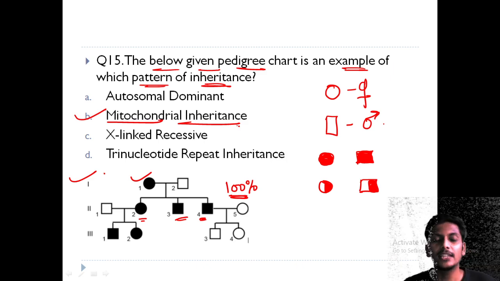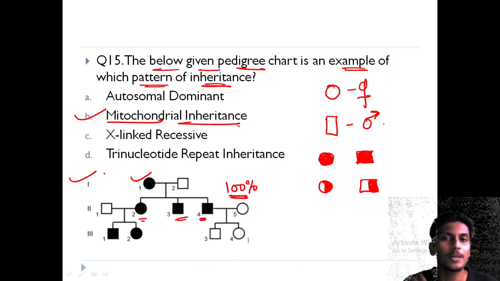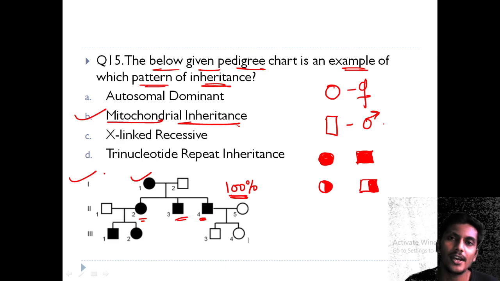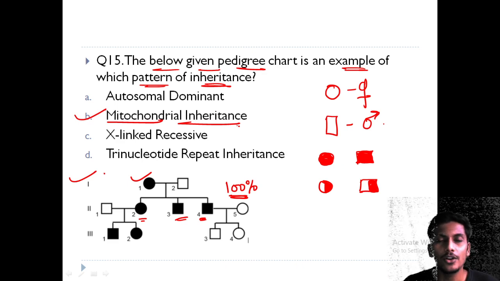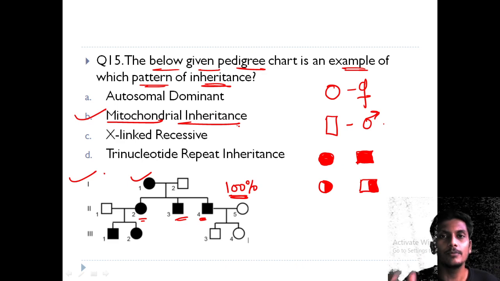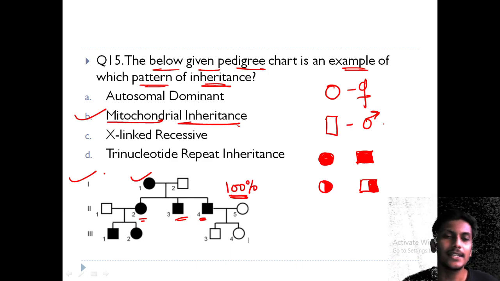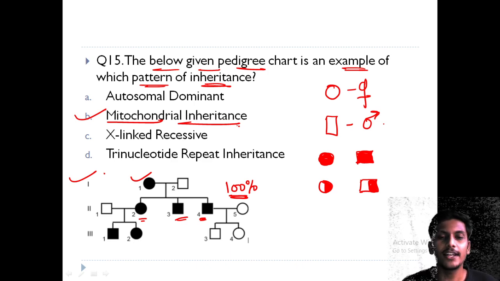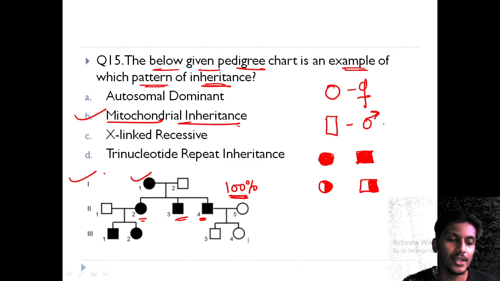So please remember guys, we usually receive our mitochondria from our mother. Papa se nahi aata, maa se mitochondria aata usually. Therefore, all the mitochondrial associated diseases will be coming from your mother directly. Okay. So if mother is affected, all the 100% of the progeny would be affected. This is a case of mitochondrial inheritance.